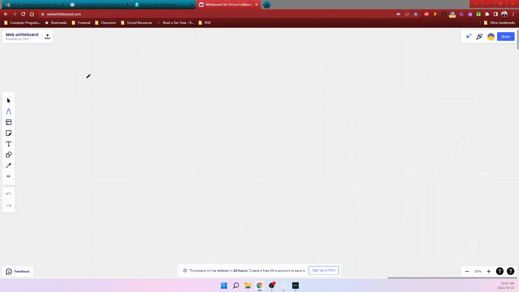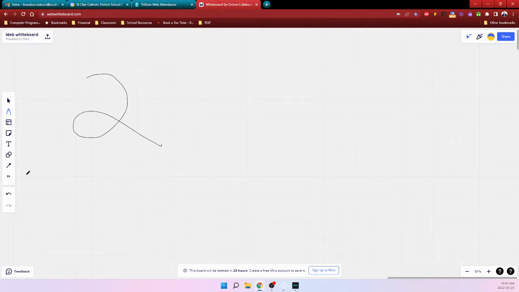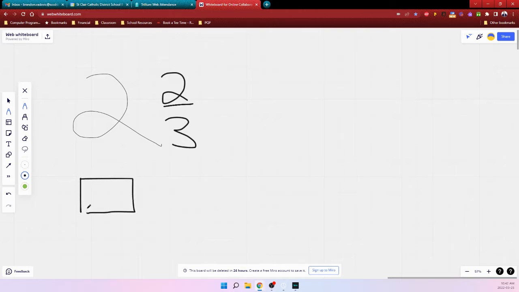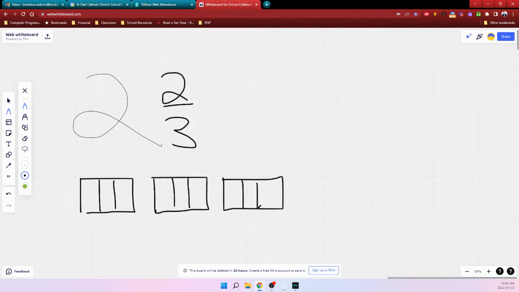So let's say I've got a fraction that is 2, and let's make this a little bit bigger. Let's say it's 2 and 2/3. If I were to draw that out, I would have an object that's got 3 pieces in it, an object that's got 3 pieces in it, and another object that's got 3 pieces in it. And I've got 2 wholes.